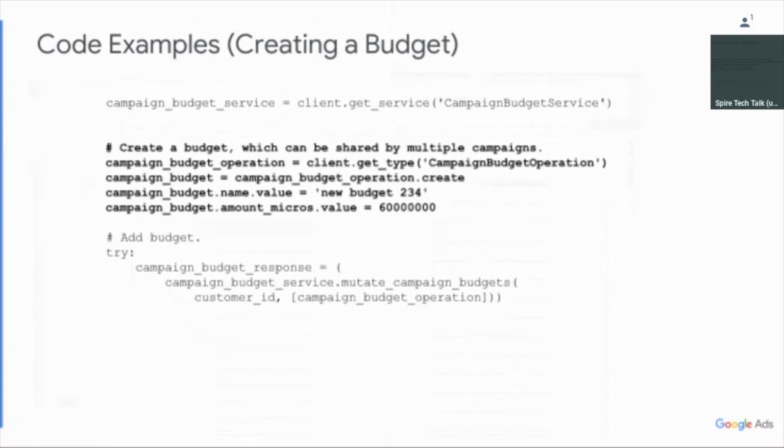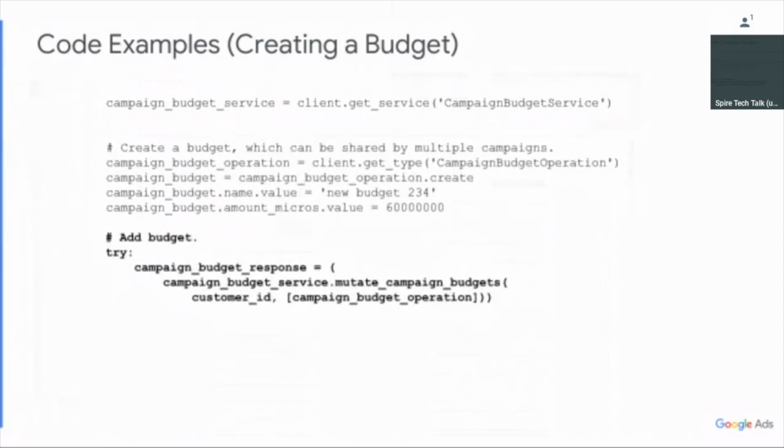And then you can create the actual objects. You can see we are creating an operation here. Once you create the operation, you set the create field to a campaign budget object, and then you set its properties like name and value. So you can see that we are using an object based approach here instead of building a raw JSON from scratch.